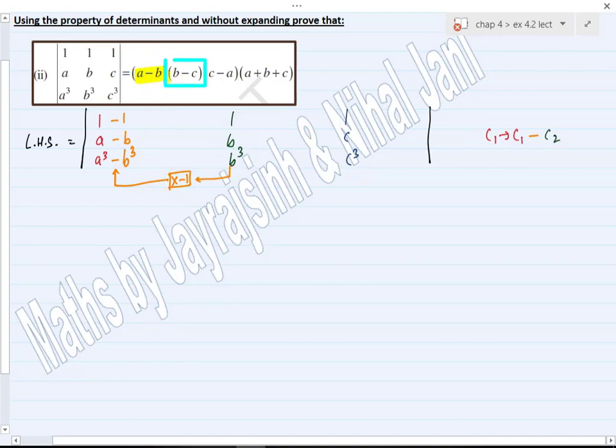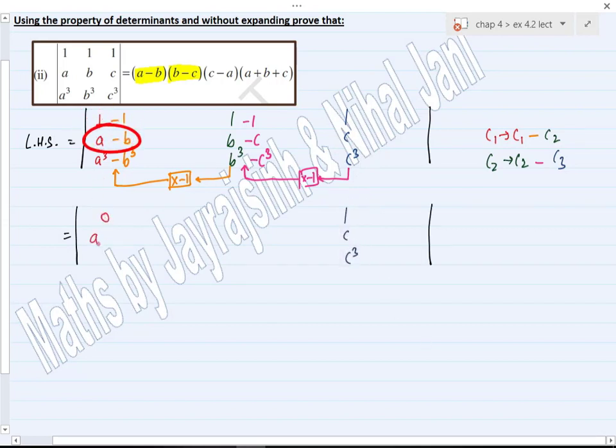Similarly, to get b minus c, the preferable operation is c2 gives c2 minus c3. So let's multiply minus 1 with the third column and add into the second column. So here we'll get 1 minus 1, a minus 1, c minus 1 is a minus c, c cube minus 1 is a minus c cube. So in this operation, our third column will remain as it is. Our first column will be 0, a minus b and a cube minus b cube.